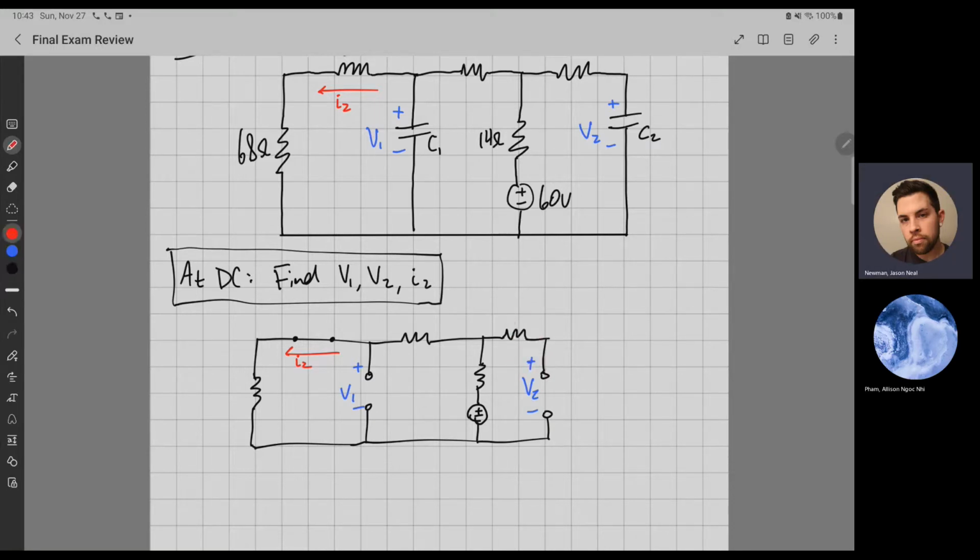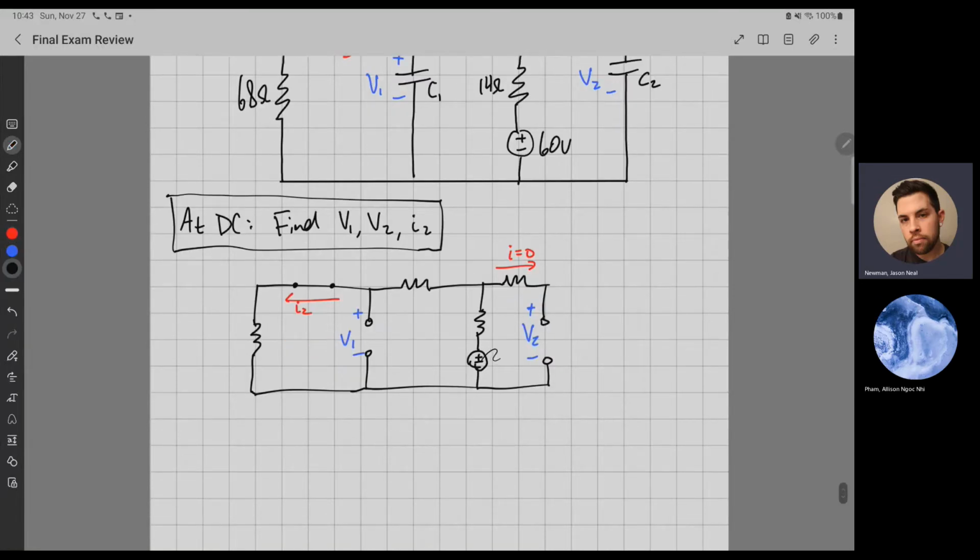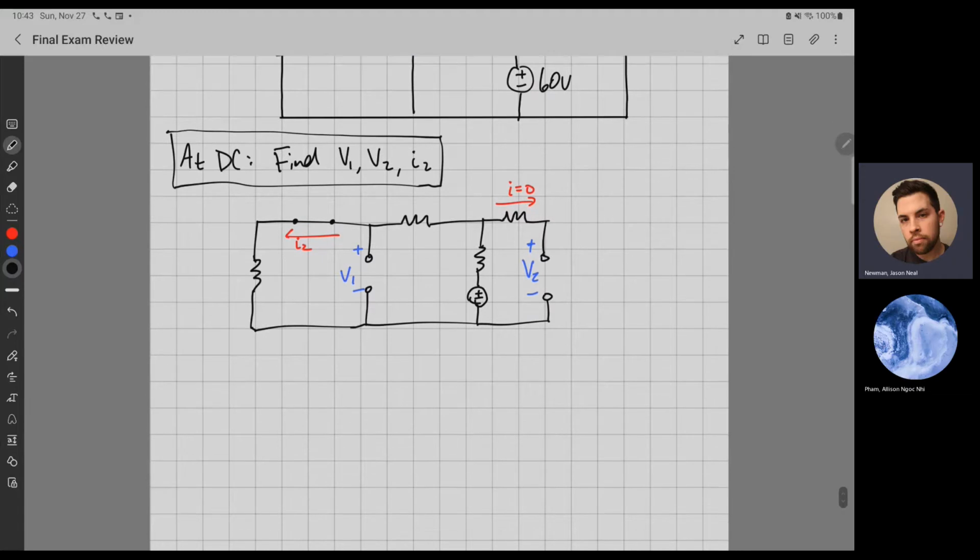Because the current going through this resistor is 0, because this is an open circuit, there's no current flowing through it, right? So what that means is this whole side of the circuit you can ignore because of its DC condition. So this is also an open circuit. This branch right here can also be ignored, and this just acts like a wire under DC conditions. So really what you have is just a source and 3 resistors, right?